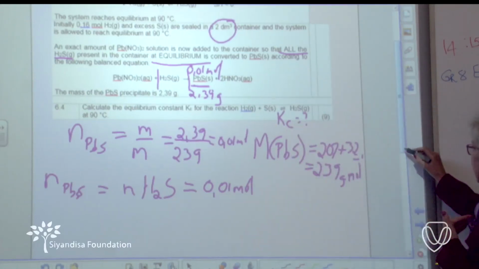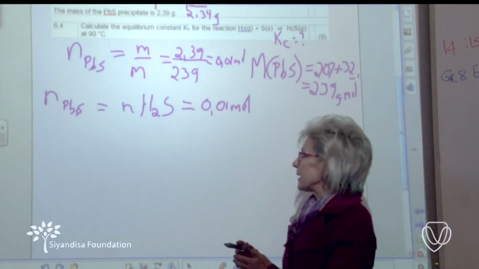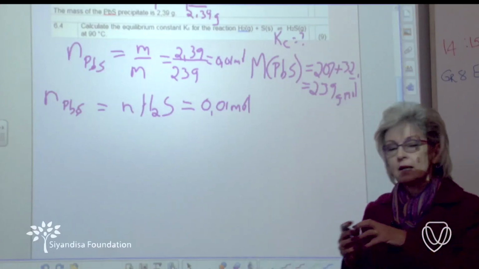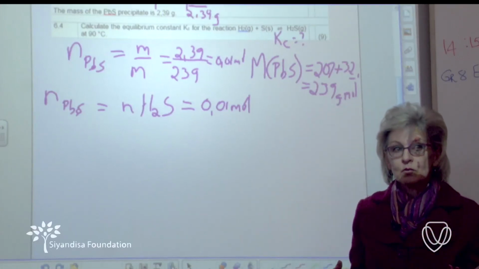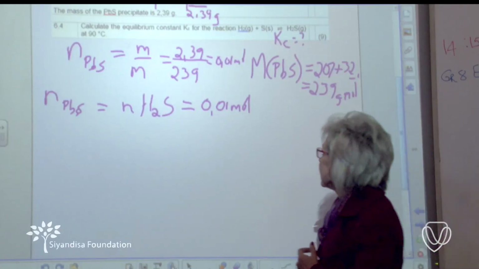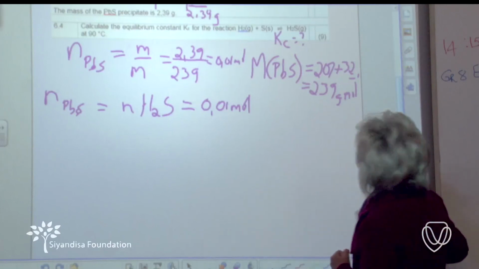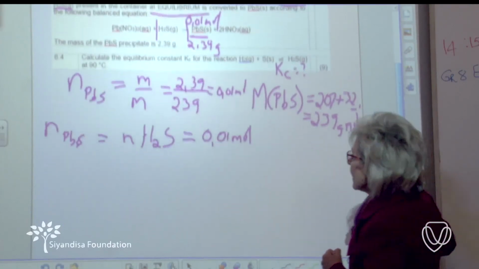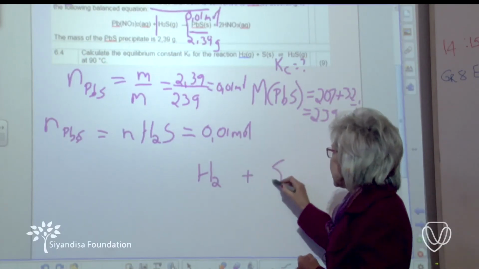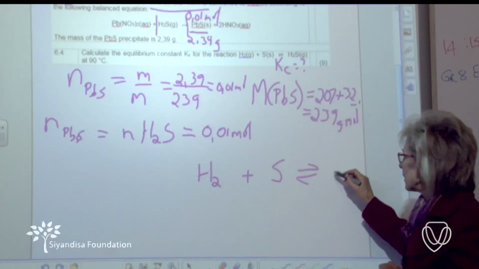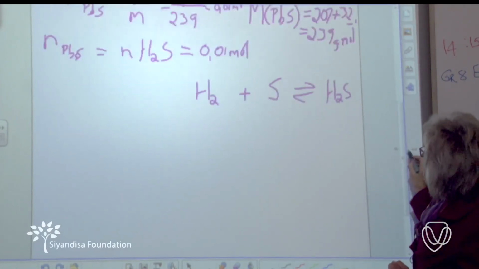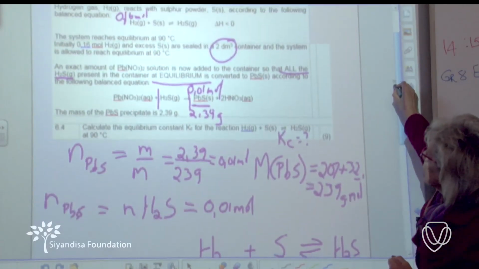Now, I find it easier to do the Kc calculations by using a table. Everybody does it in their own way. It just, to me, it seems as if it's an easier way to sort all the data. And what I can suggest is that if you do use the table, that you will use your balanced equation as the headings of the different columns. So we've got H2 plus S giving H2S. Let's just see in our balanced equation, yes.